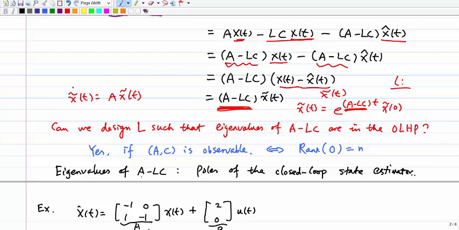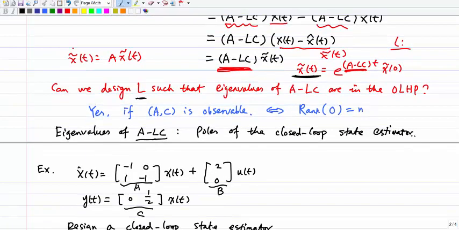Okay, so as long as I can design L such that the eigenvalues of A minus LC are in the open left half plane, my x tilde(t), which means the error between the actual state and the estimated state, will go to zero eventually. Now I'm going to give an example of how to design this parameter L such that the eigenvalues of A minus LC are in the open left half plane.